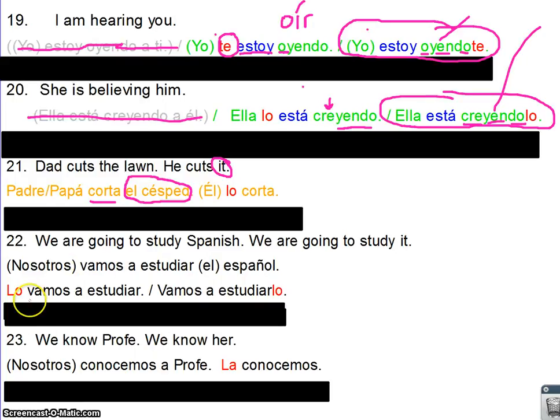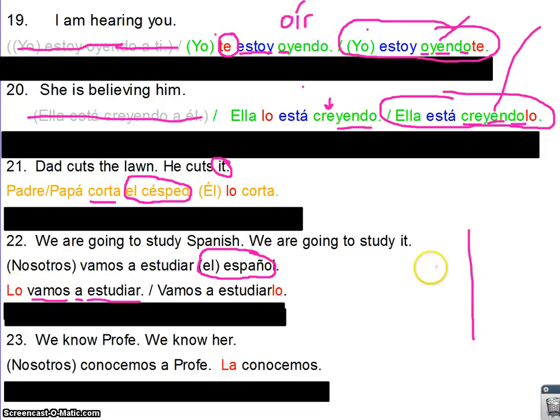So, when you want to say what we are going to do, you need the we form of ir plus a plus the infinitive of to study. We're going to study what? Spanish. Here's the first sentence. We're going to study Spanish. So what DOP would I choose to replace el español? It would be lo. Where can I put lo? Well, I can put lo in front of vamos because it's the conjugated verb.